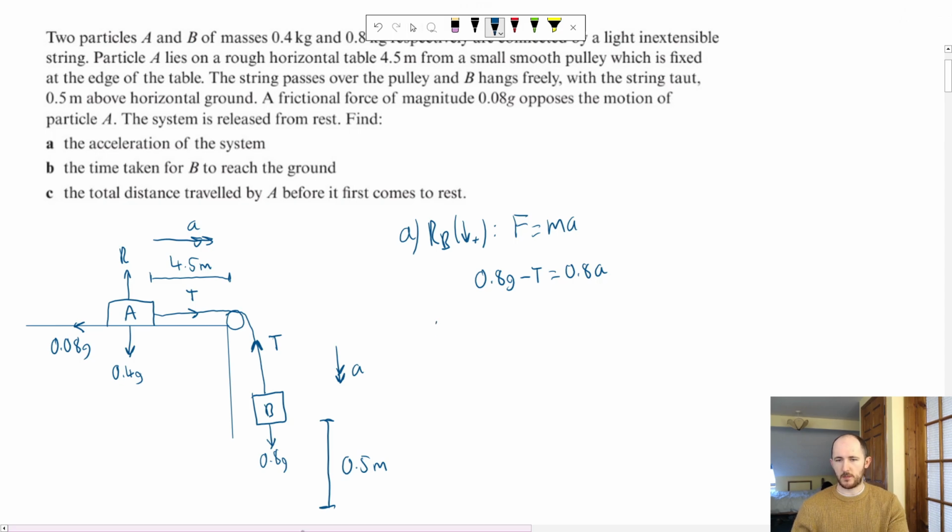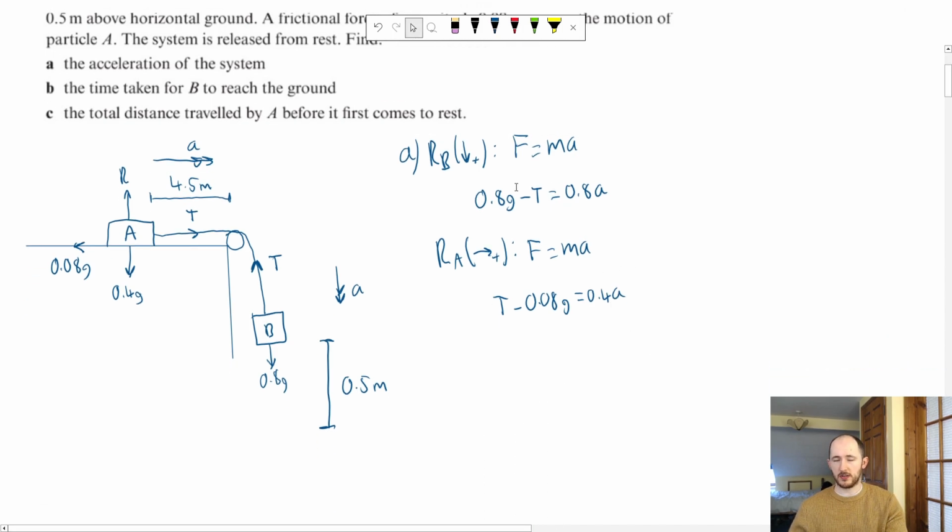Then we're going to resolve for particle A. And I take the direction of acceleration, so to the right is positive. Again, I don't know if it's accelerating, but if it is accelerating, it's going to be going to the right. And again, we use F equals ma. And here we have T minus 0.08g equals 0.4a. So we have two equations and two unknowns. And if we have a look, something very interesting has happened. Here we have a negative T and here we have a positive T.